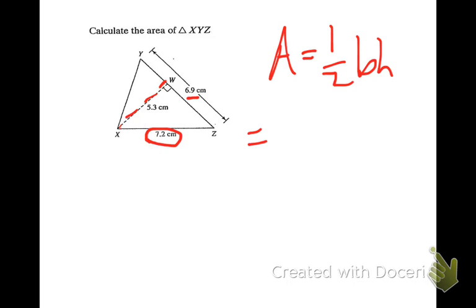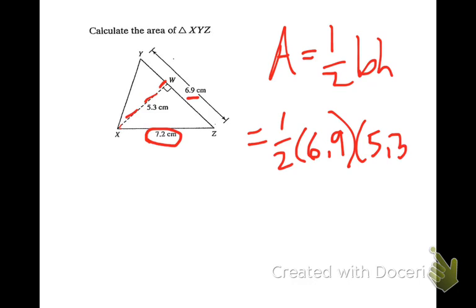So it's area equals 1/2 times 6.9 times 5.3, and that's going to give me 18.3 centimeters, and then we're going to use square units. 18.3 centimeters squared. Any area is going to have squared units.